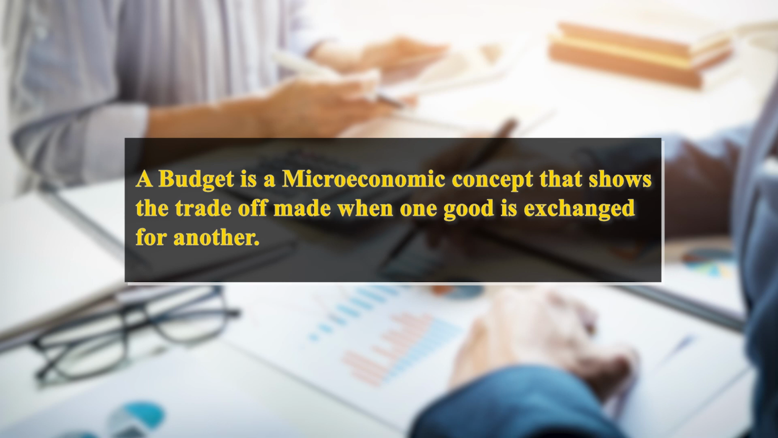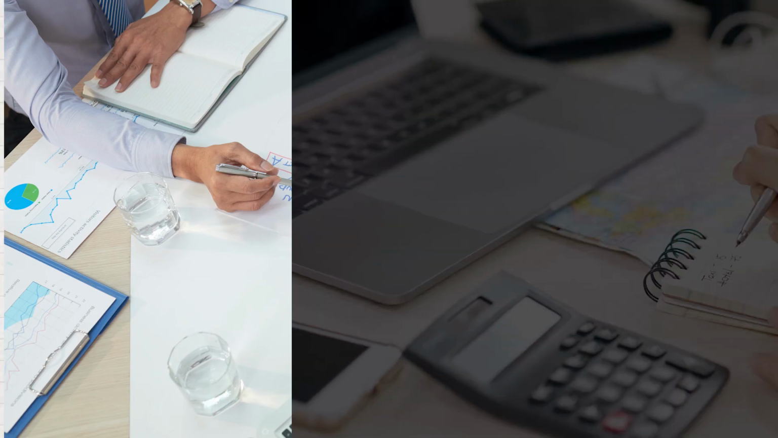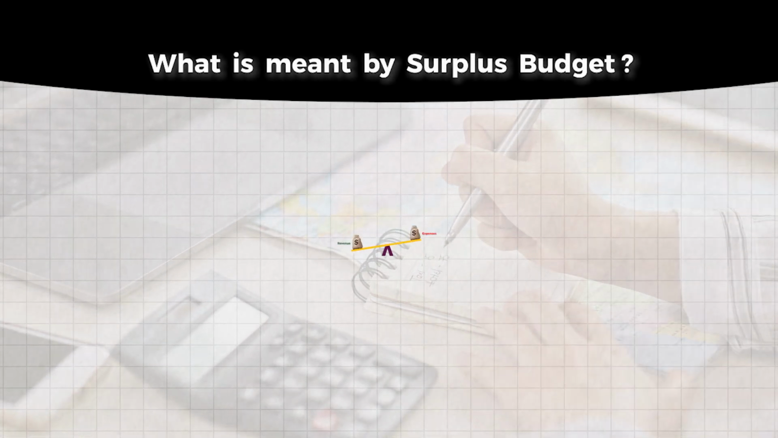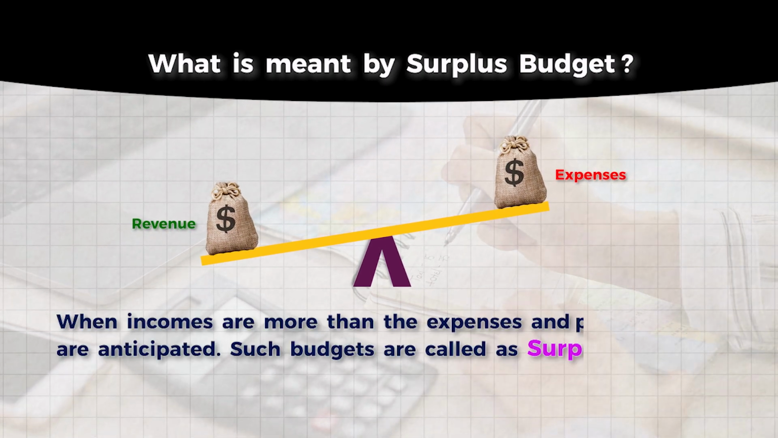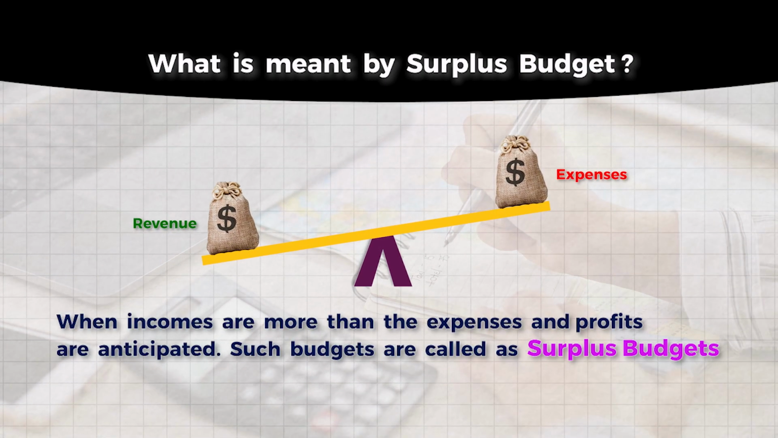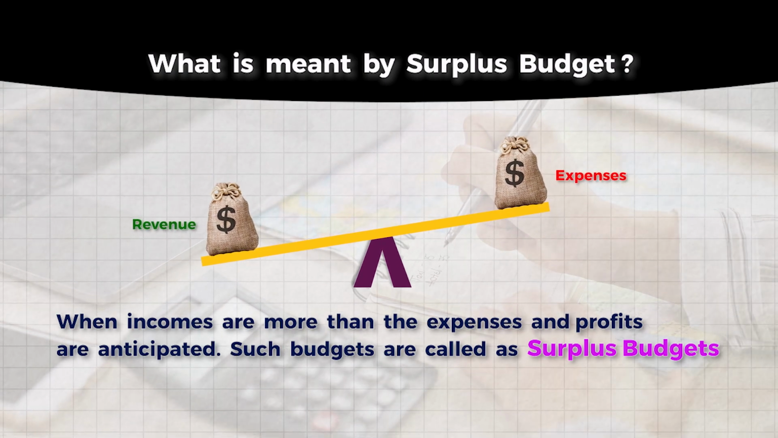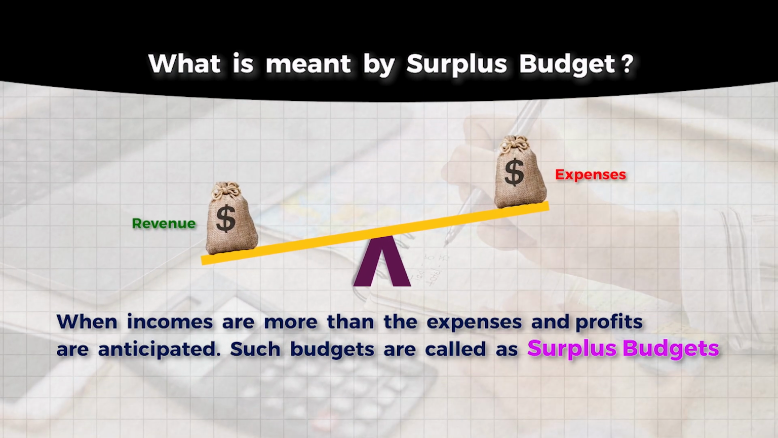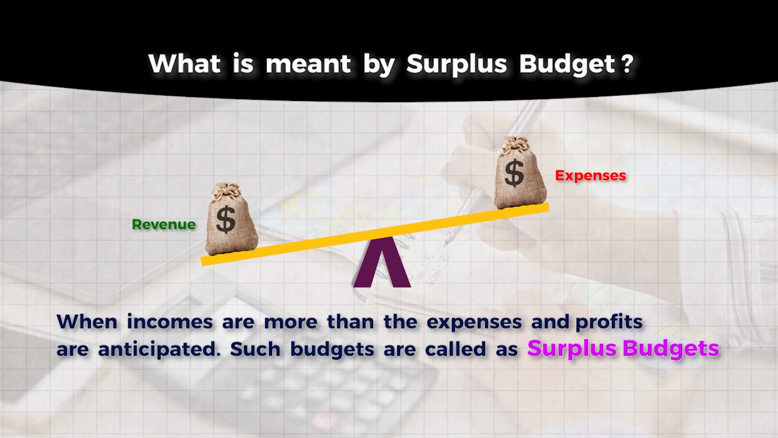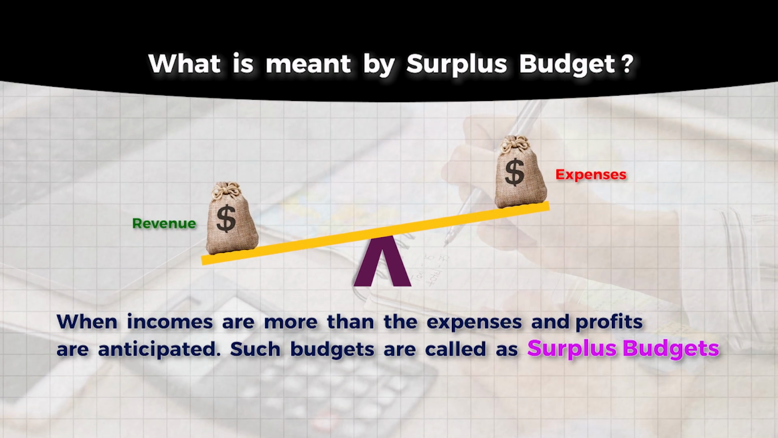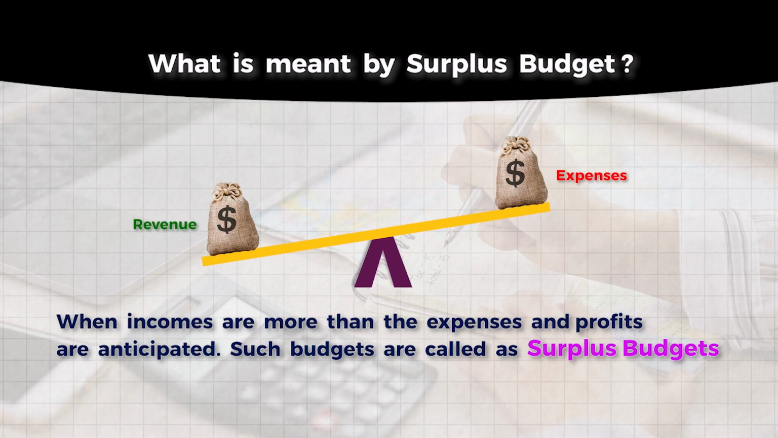A budget is a microeconomic concept that shows the trade-off made when one good is exchanged for another. Next, what does the budget mean? If it is a surplus budget, profits are anticipated, that is, the income is more than the expense. Such a budget is known as a surplus budget, which is a good sign for any person or company, that the company is growing and prospering.